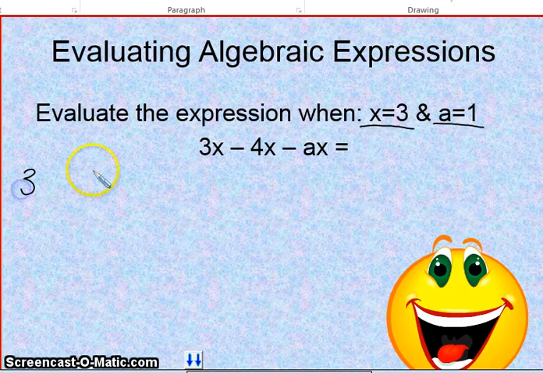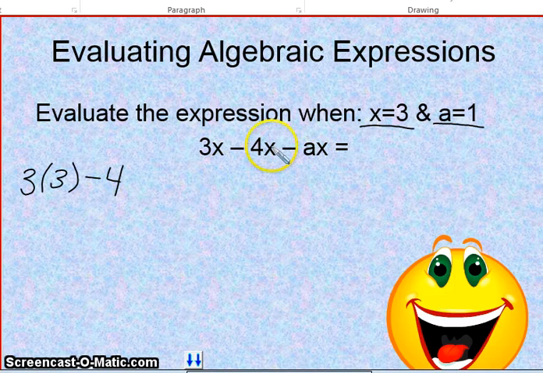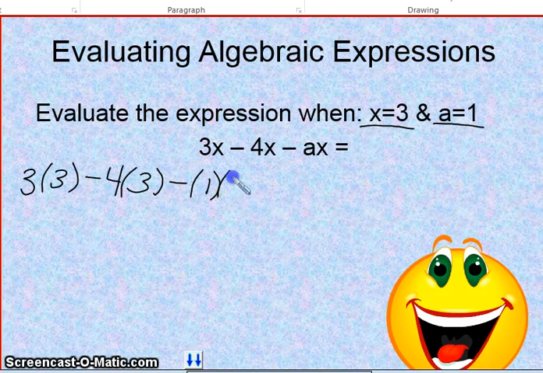So I start out with 3, and it's times x, and I know x is equal to 3. Then there's a minus 4, and 4 is times x. Again, x is equal to 3. Minus a, which is equal to 1, times x, which is 3.